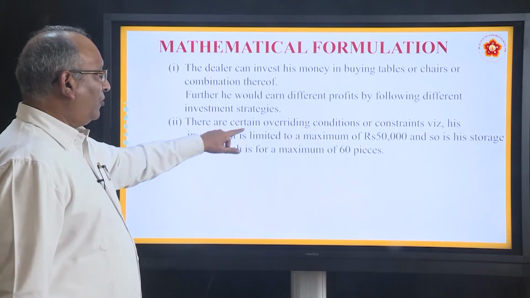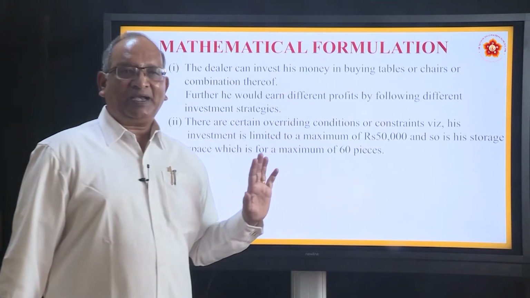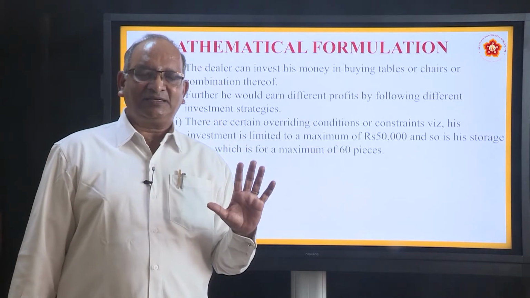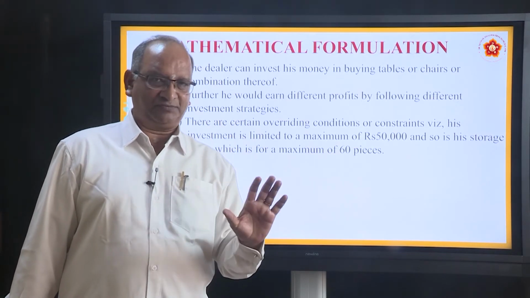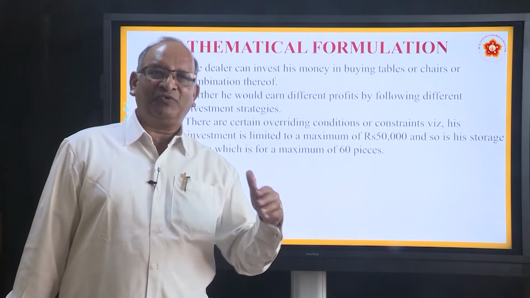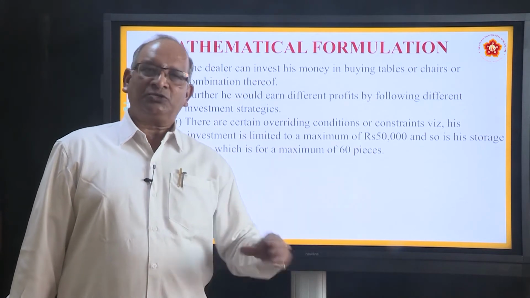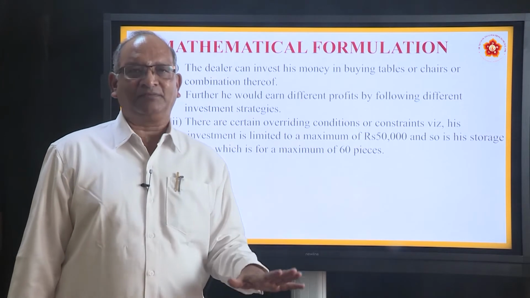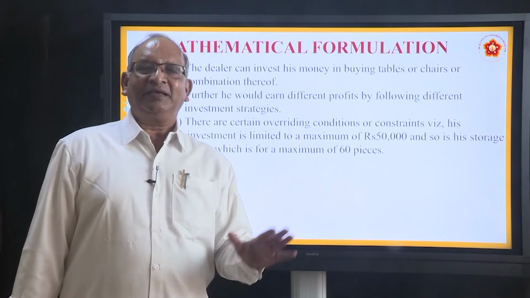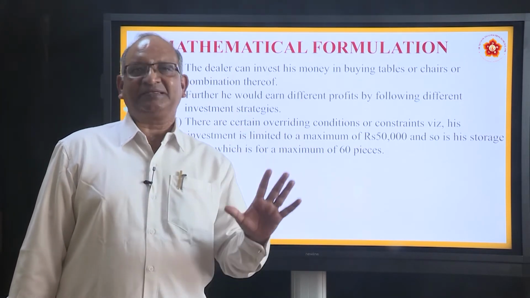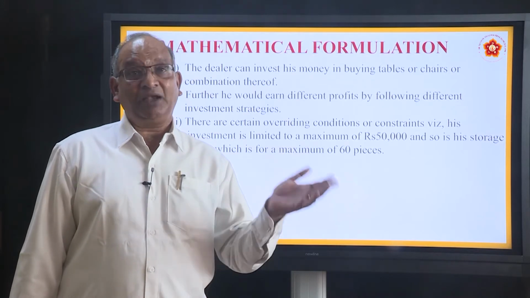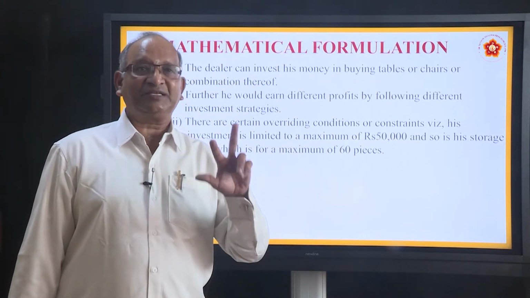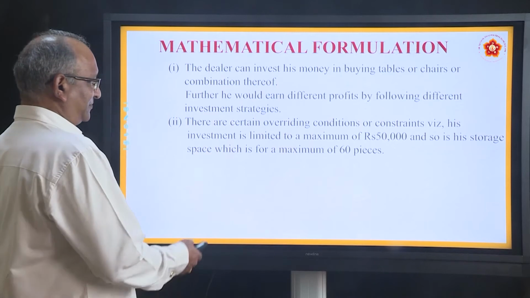There are certain overriding conditions. What are the overriding conditions? What are the constraints? He has only 50,000. So he cannot buy things worth more than 50,000. So whatever he is spending, he has to spend 50,000 rupees only. What is the second constraint? He can store only 60 pieces. He may buy more, but he cannot store more than 60. So these are the two conditions.